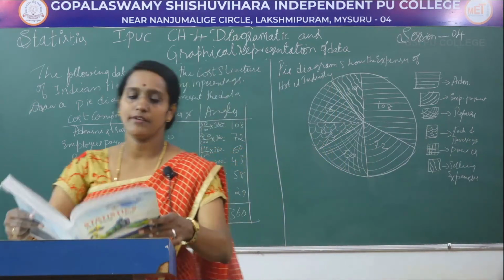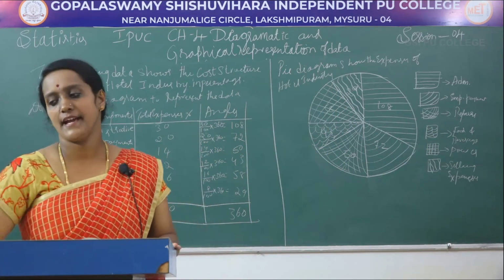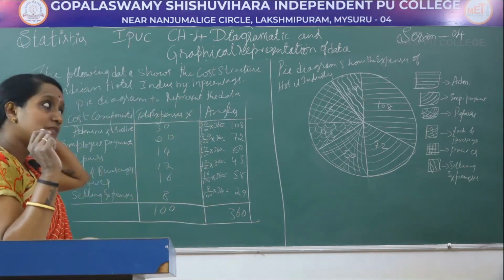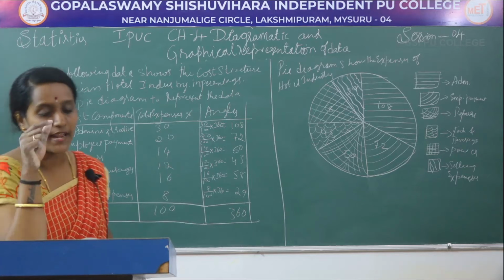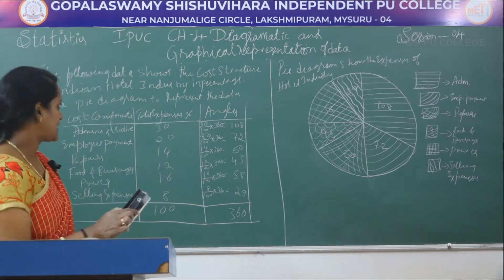So this is how we have constructed the pie diagram for the given data. This is very, very important. In the examination you will get a pie diagram for 5 marks. Next problem.